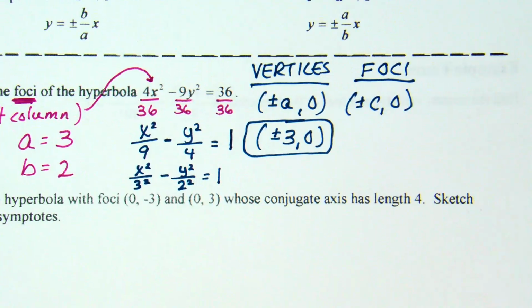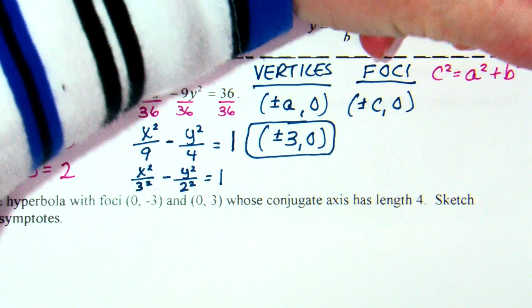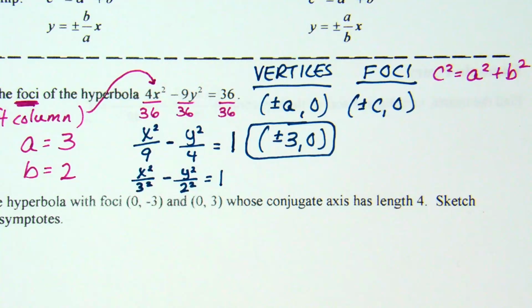How do we find C? C squared equals A squared plus B squared. Okay, C squared equals A squared plus B squared. Watch your signs. Okay?